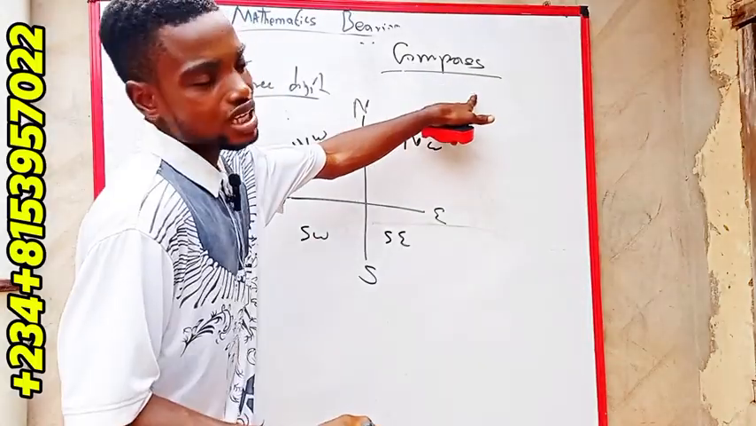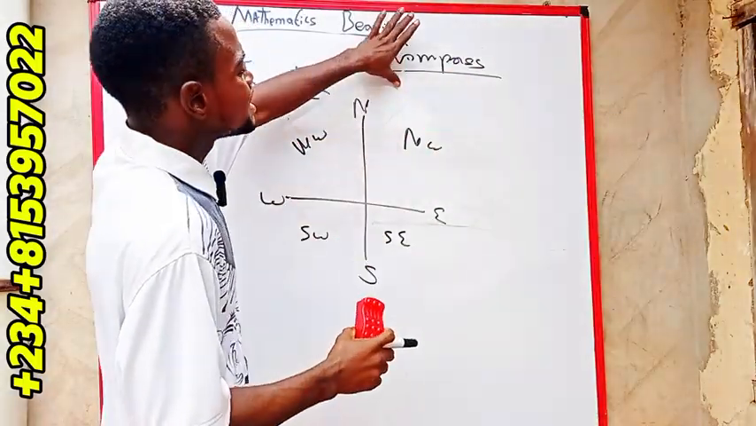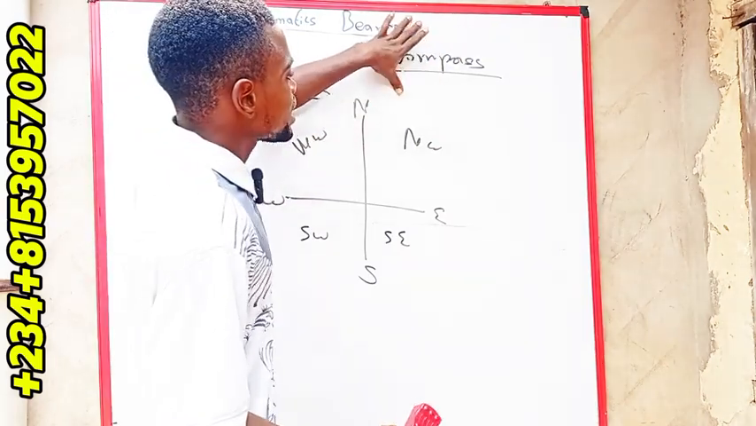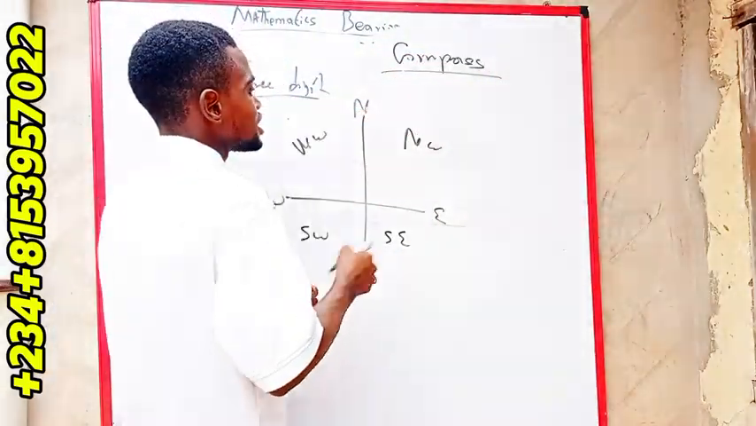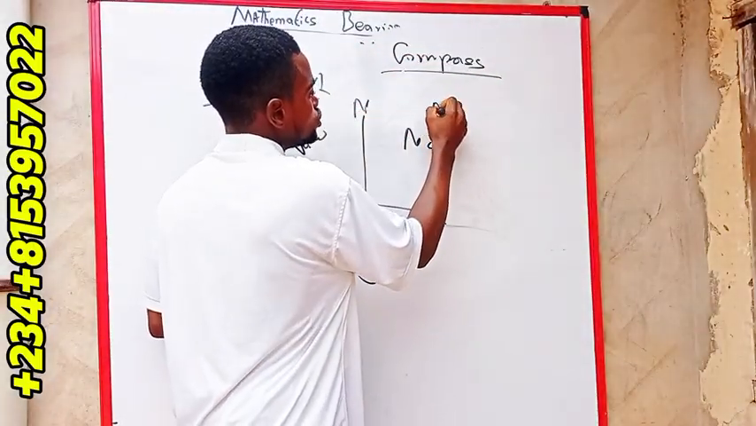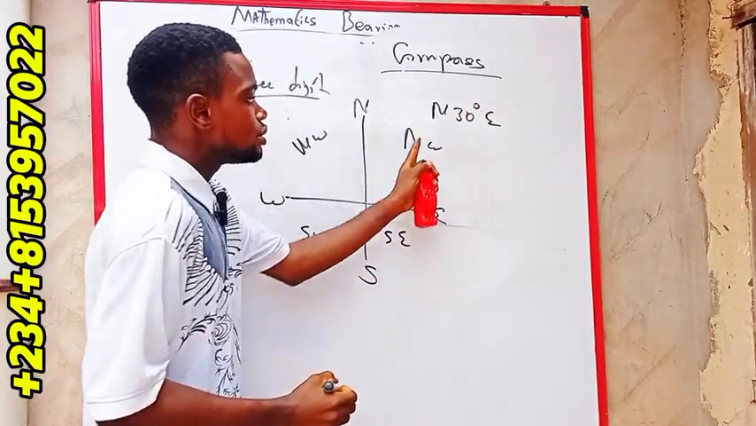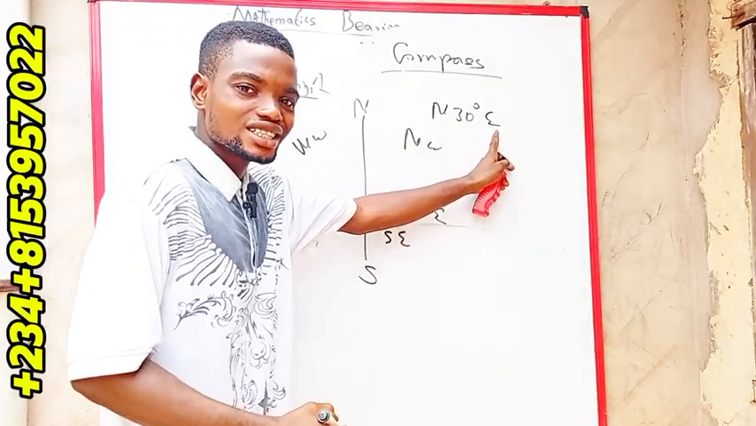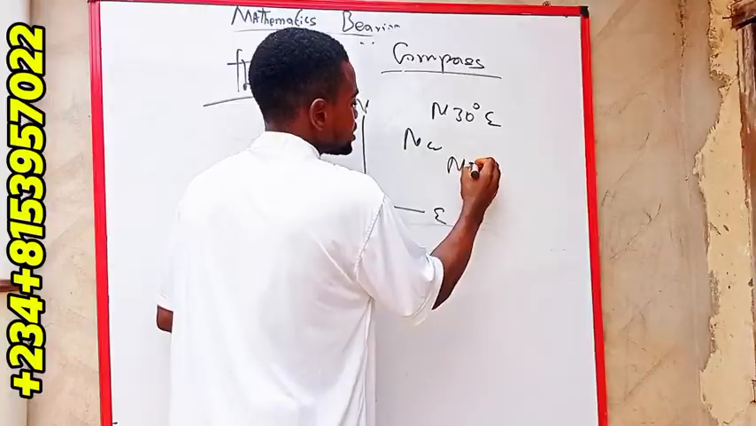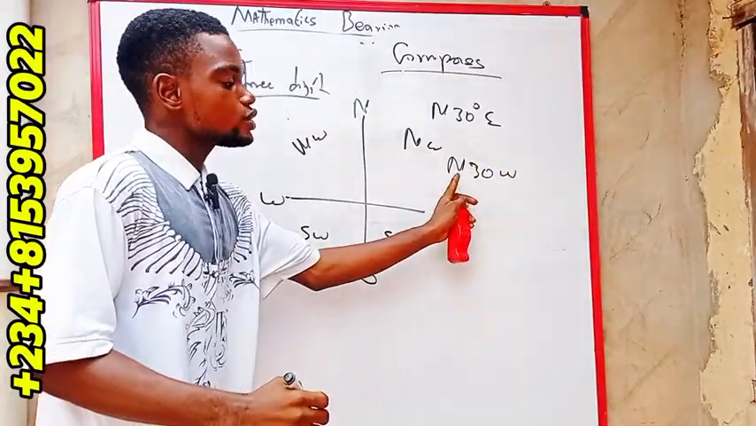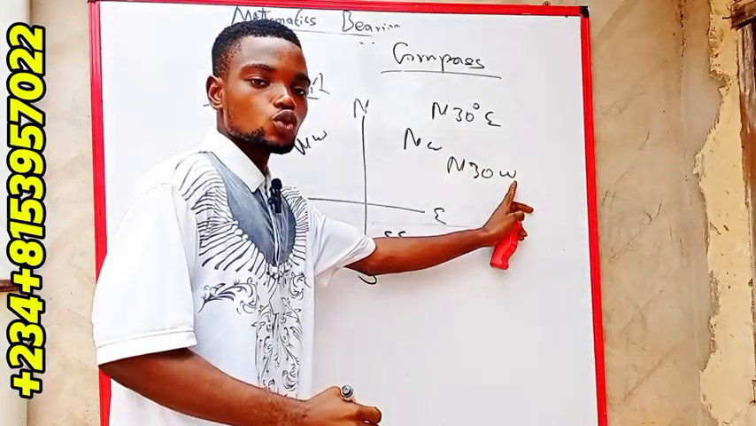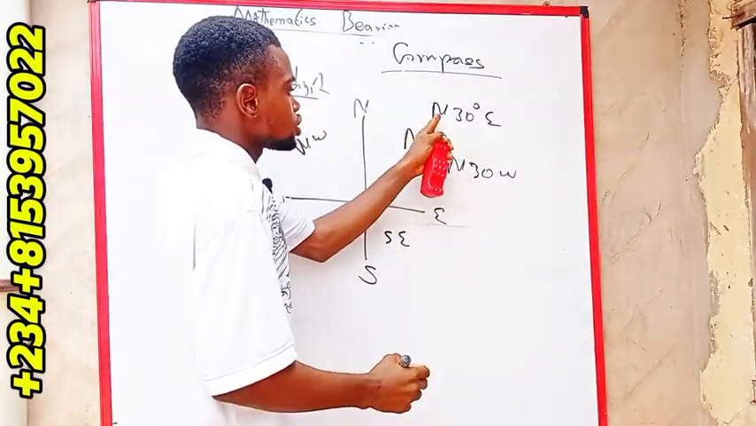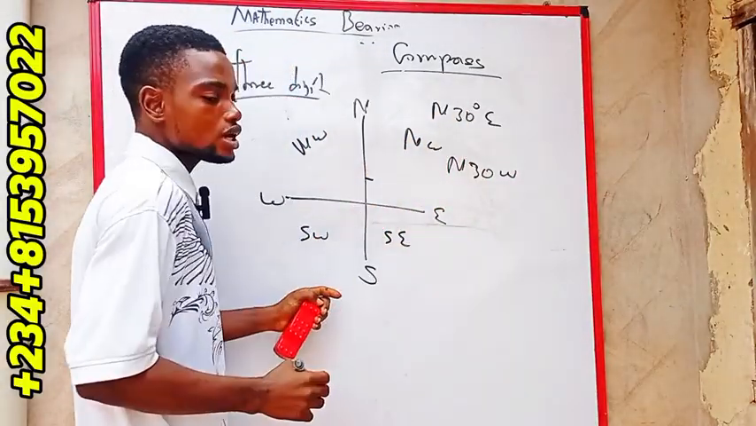Now, compass bearing must bear the starting point of that person and the ending point, that is, where the person is facing. For example, if you have north 30 degrees east, it means that the person will start from north and move 30 degrees towards east. Let's say we also have north 30 degrees west. It means that the person will start from north and move 30 degrees towards west. Now let's represent this one. Representing north 30 degrees east, the person will start from north. Where would the person face?